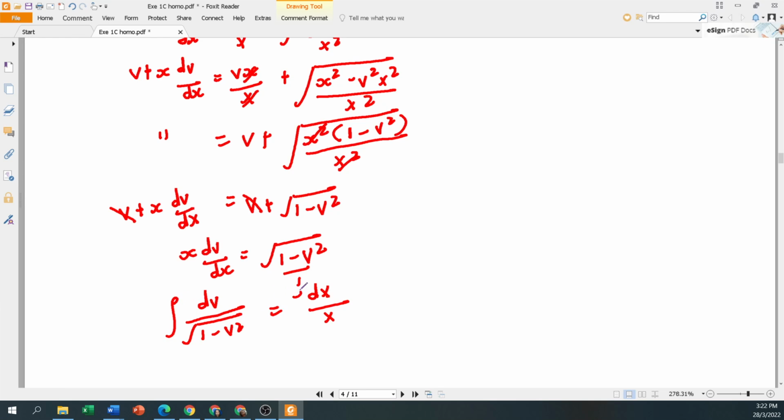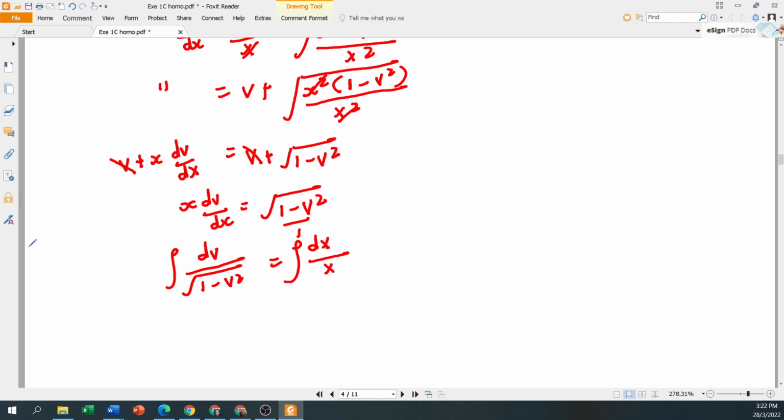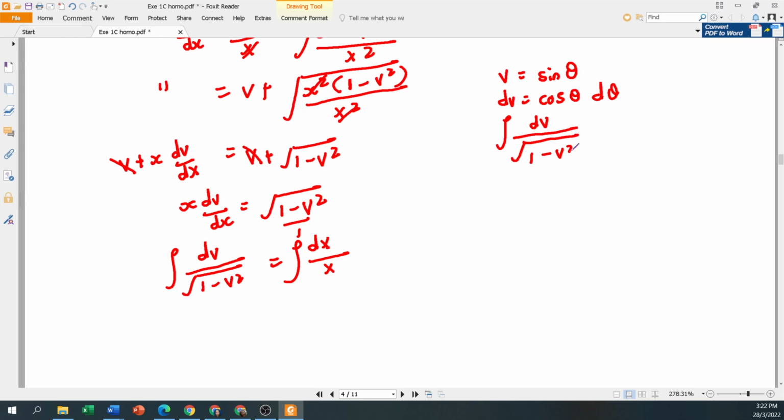Then you can integrate both sides. You may have some difficulty integrating the left-hand side. The right-hand side, I think you should have no problem. But for this one you can use a trigonometric substitution where we use v equals sin theta, so dv is cos theta d theta, hence the integral of dv over the square root of 1 minus v squared has dv as cos theta d theta.